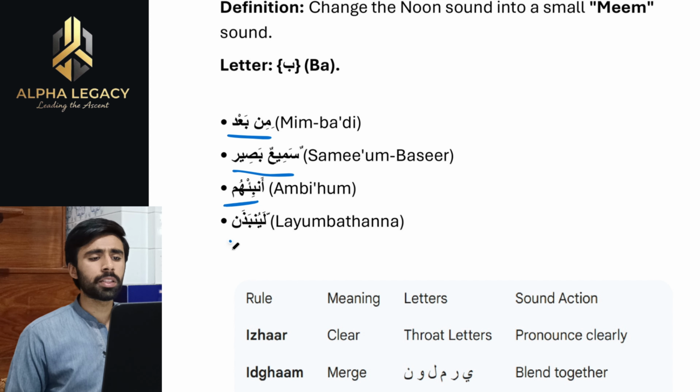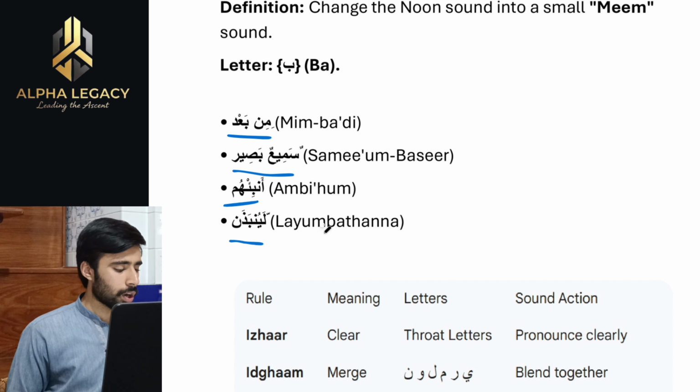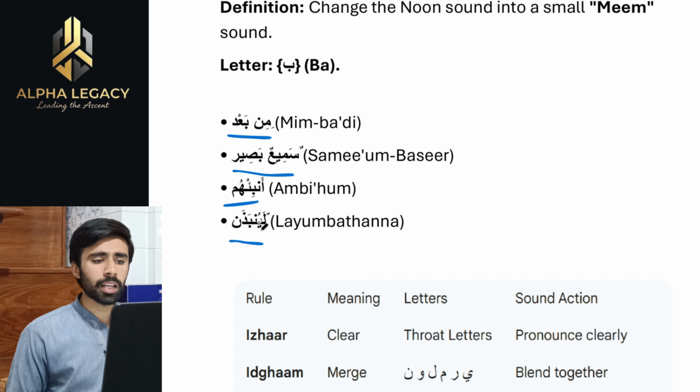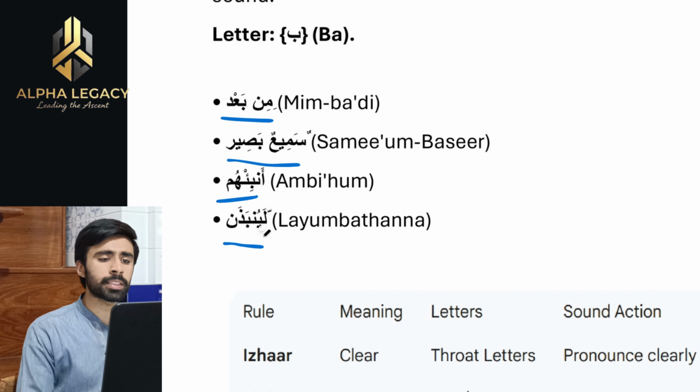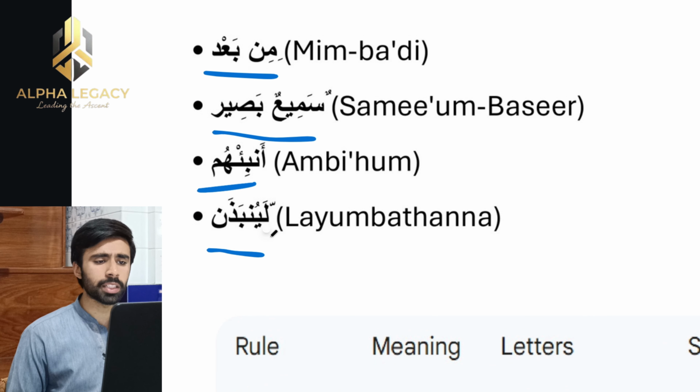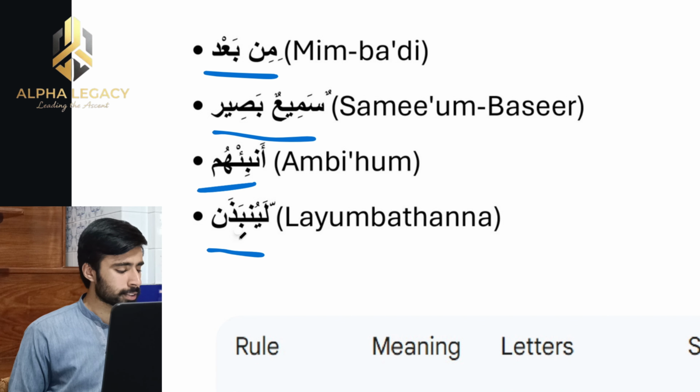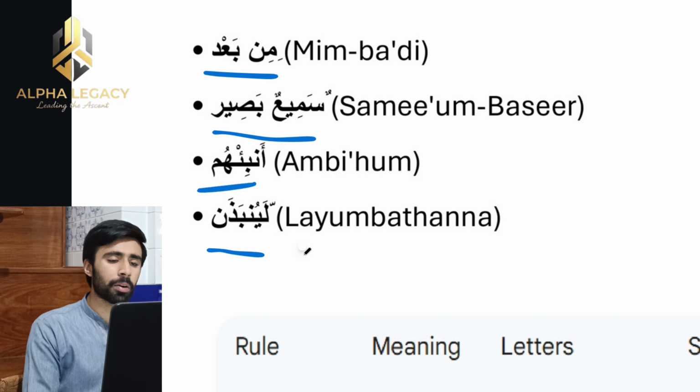Okay? The last example of the fourth rule is La yumbazanna. Here you can see that here is the Ba and here is the Noon, and we have to pronounce it like La yumbazanna. Again the Noon sound changes into the Mim sound.